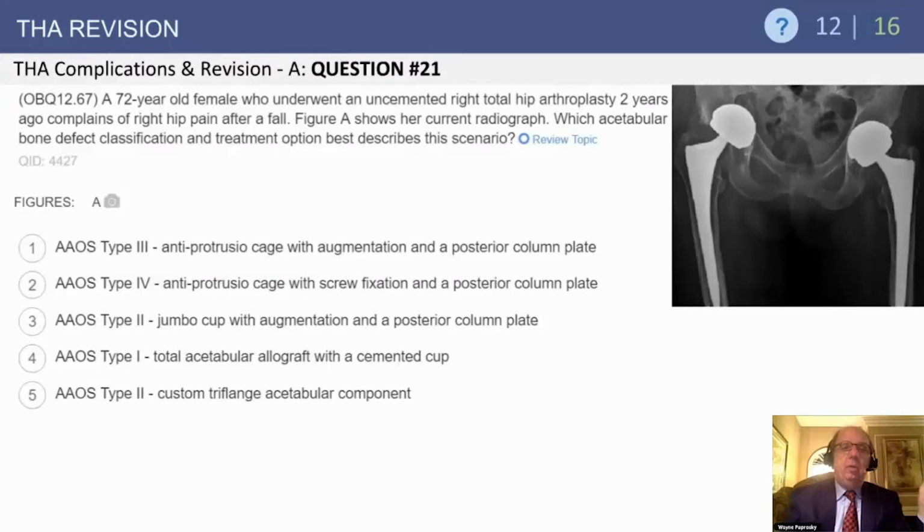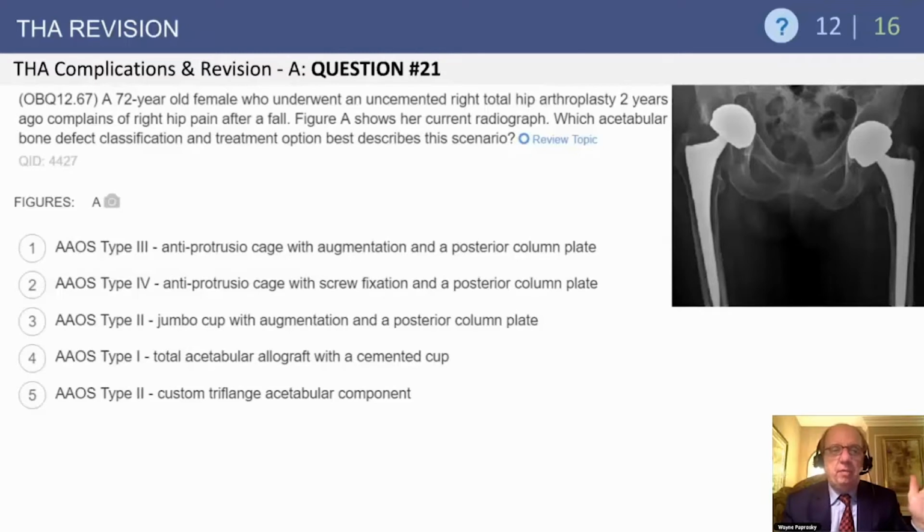Before we go in, you want to get as much information as you can out of the radiograph as to what has gone wrong with the acetabulum. In this particular case, we have a 72-year-old female, uncemented total hip 2 years ago, who complains of right hip pain after a fall. Current radiograph, which acetabular bone graft describes this option? Well, the patient was doing well, falls down, develops pain immediately after the fall. We have to look at fracture as the main reason.